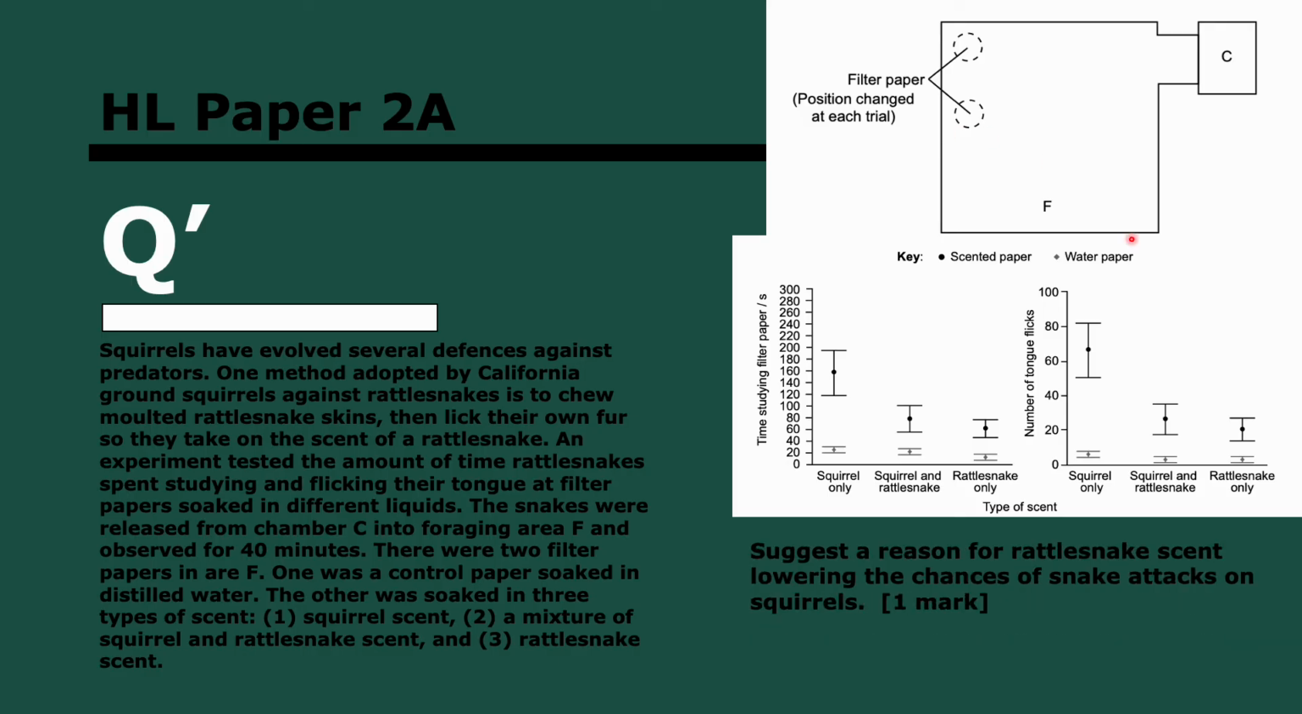Good. The next question is suggest a reason for rattlesnake scent lowering the chances of snake attacks on squirrels. In 3, 2, and 1. Okay, so it either masks the scent of the squirrel, meaning they actually can't smell the squirrel, or it could also suggest the presence of a rival snake, and then they don't want to get in there to avoid conflict.